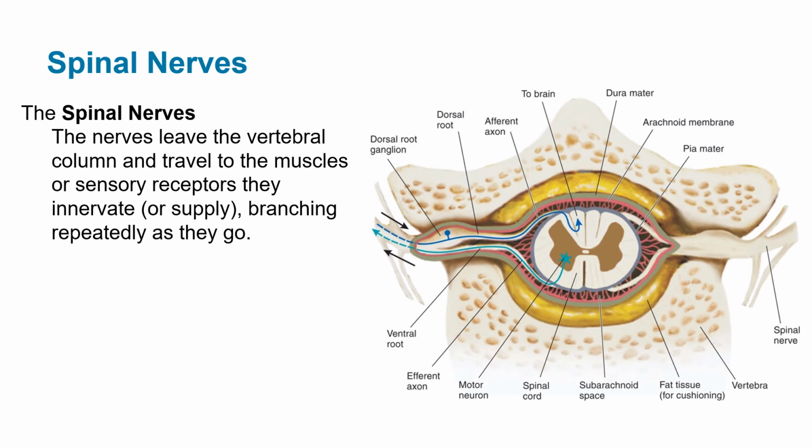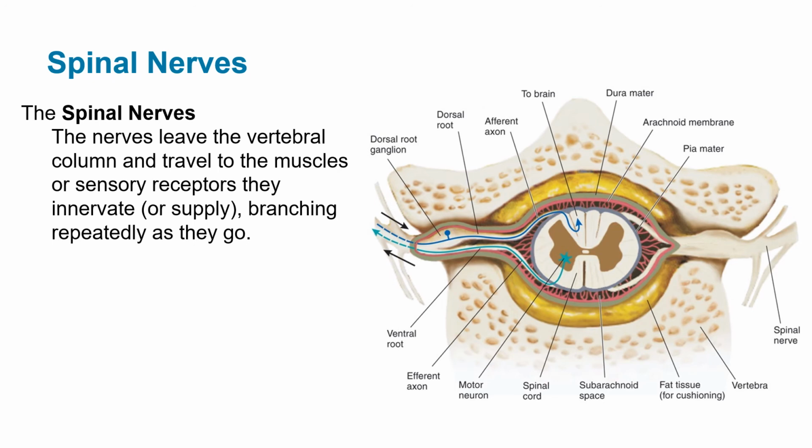So, spinal nerves are nerves that leave the vertebral column, so they leave the spine, and travel to the muscles and the sensory receptors that they innervate, that they supply, and they branch out repeatedly as they go away from the spine. So there's more and more branches.